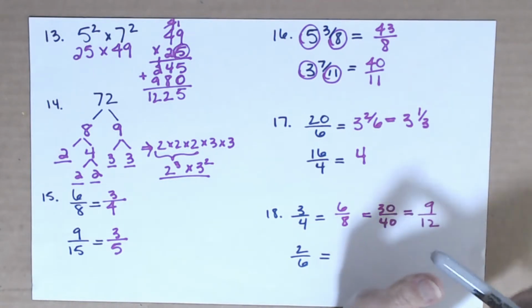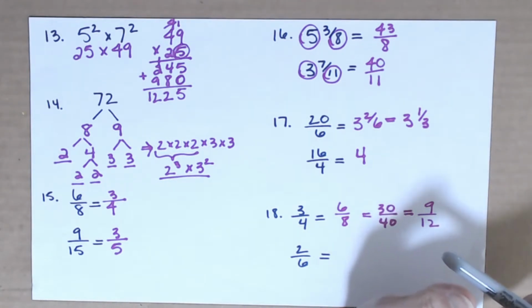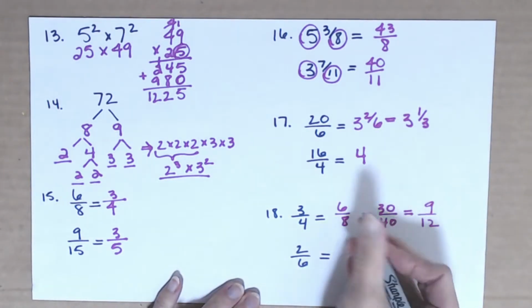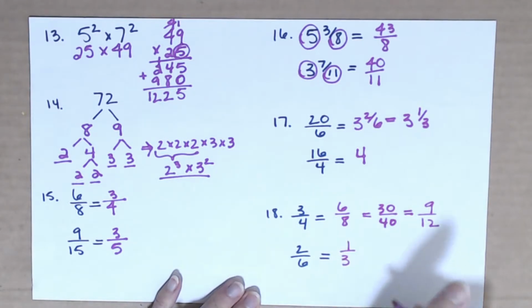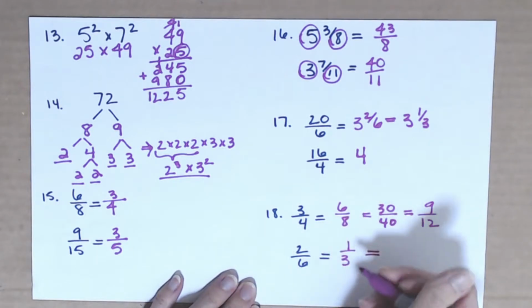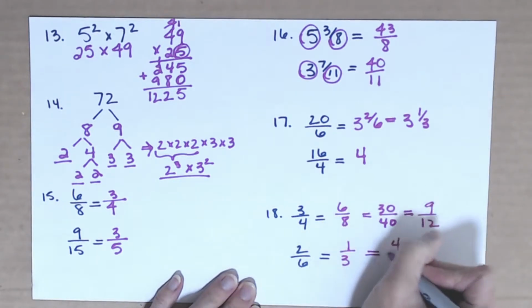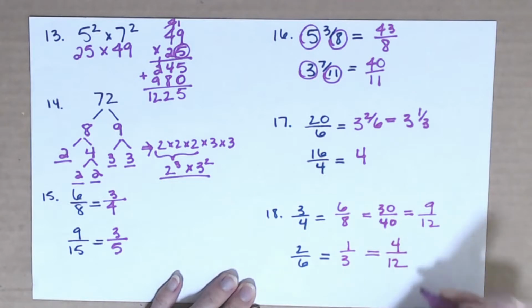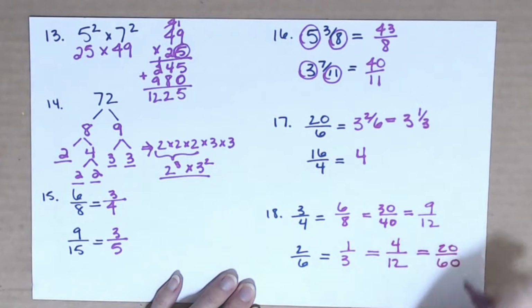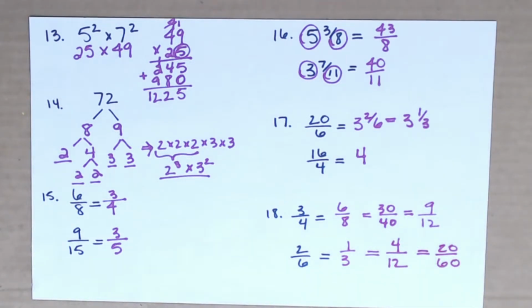As long as you multiply the numerator and denominator by the same number, you're going to have an equivalent fraction. For this one, 2/6, I could simplify that and say it's 1/3. Or I could multiply by 2 numerator and denominator. 2 times 2 is 4, 6 times 2 is 12. I could do that. I could multiply by 10 and say 20/60ths. So again, infinite number of possibilities there. Now we're on number 19.